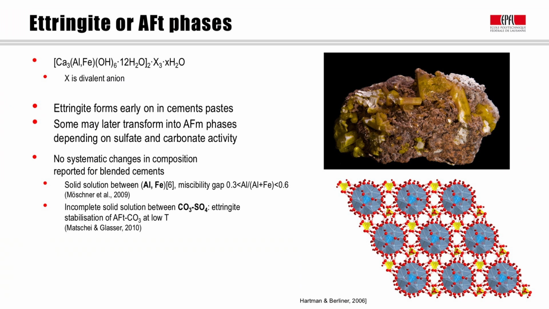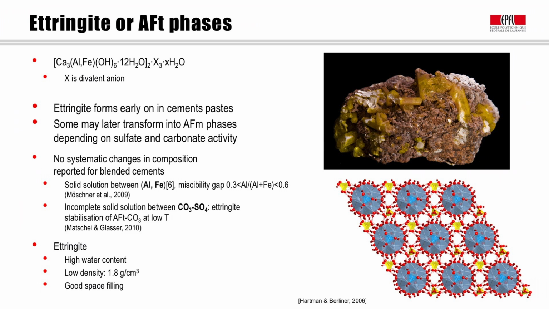We have some solid solution, as I've mentioned, between carbonate anion and sulfate, and this can be stabilized at low temperatures. So at low temperatures, we tend to get more carbonate going into the AFt phase. And the other important aspect about ettringite is that it has this high water content, as we've seen, and because of this, it actually has quite a low density.